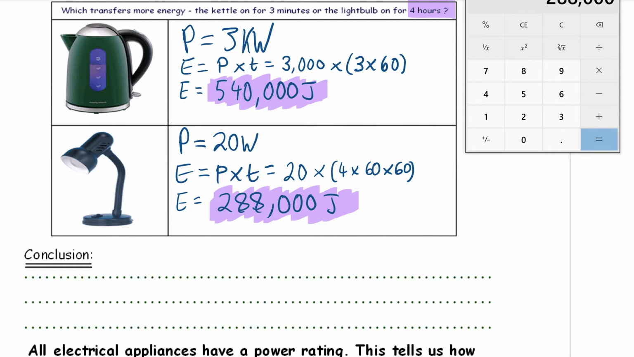Okay, so check you've got those correct answers and just write the conclusion underneath. A conclusion should be answering the question, and the question here is, which transfers more energy? So all you've got to do in the conclusion is write down the kettle transfers more energy than the lamp, and use the evidence, that's the values, to back that up. And just out of interest, if we divided 540,000 by 288,000, let's try that again.